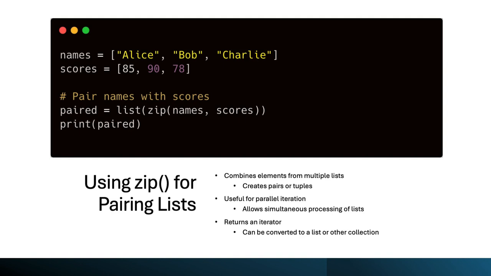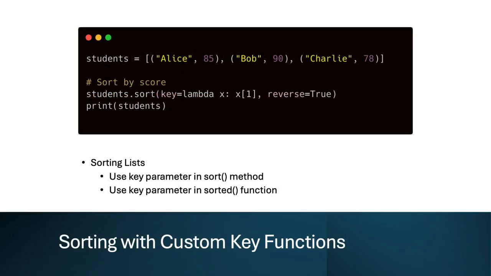The zip function is used to combine elements from multiple lists into pairs or tuples. It's useful for parallel iteration and returns an iterator. You can sort lists based on custom criteria by using the key parameter in the sort method or the sorted function.